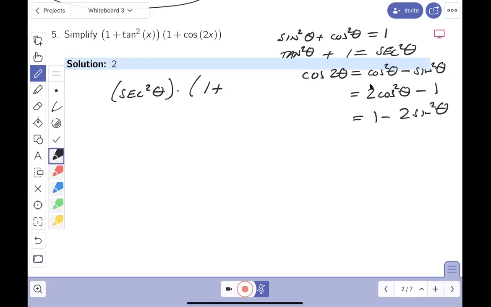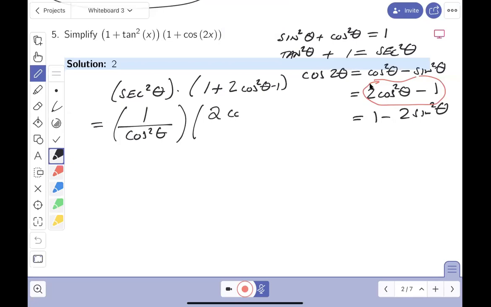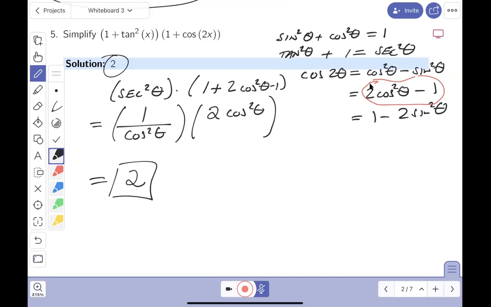Wow, there's so many choices. What am I going to do? I'm going to pick one, and I'm going to pick this one. Let's write it down. It's going to be 2 cosine squared theta minus 1. Let's keep writing this. Secant squared theta is 1 over cosine squared theta. And what's this over here? It just turns out to be 2 cosine squared theta. And what's this thing simplified to? Well, the cosine squared thetas disappear, conditionally, by the way. You get a 2.